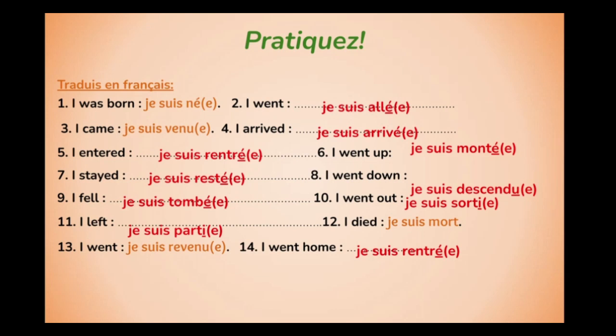If I'm talking about myself, since I'm female, I will have to add that e. The spelling will be e with the accent and another e. So I came home, for example, je suis venu, and again I will have that e for female. I entered, je suis rentré. I stayed, je suis resté, and all of them are going to have an e at the end because of the gender. I fell, it means je suis tombé. I left, je suis parti. I went means je suis allé.